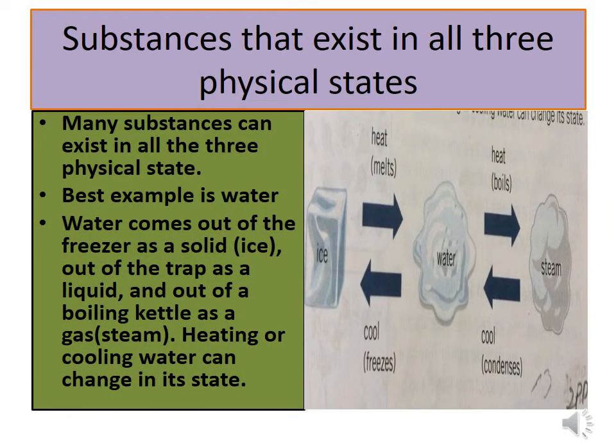Many substances can exist in all the three physical states. Best example is water. Water comes out of the freezer as a solid, ice, out of the tap as a liquid, and out of a boiling kettle as a gas, steam. Heating or cooling water can change its state.